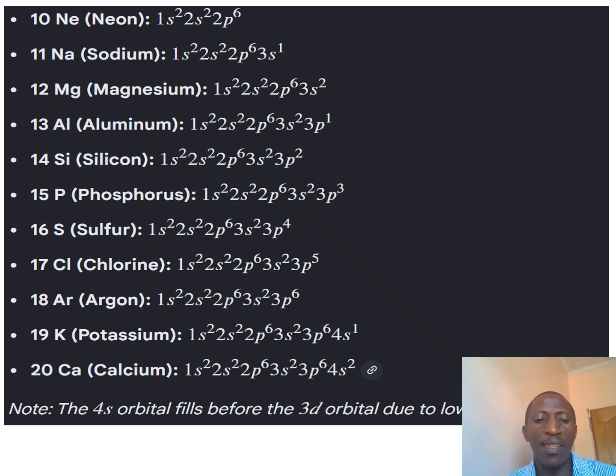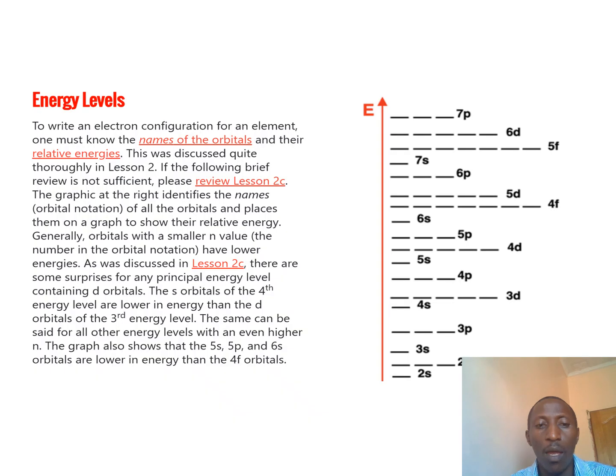So we have a note there that the 4s orbital fills before the 3d due to the fact that the 4s has lower energy compared to the d orbital. We shall study the d orbitals, the f orbitals in further chemistry. So here I have a picture of the energy levels. You realize that we have the 2s, then the 2p, 3s, 3p, 4s, then we have the 3d, and then the 4p.